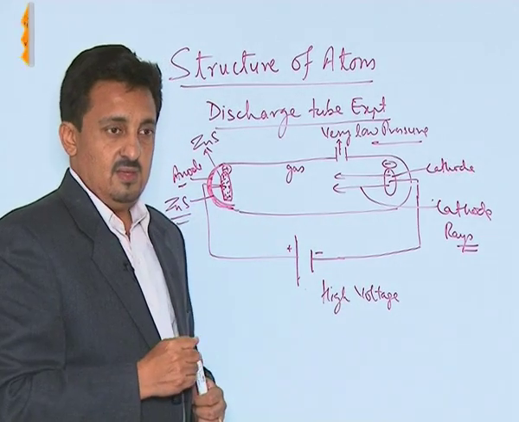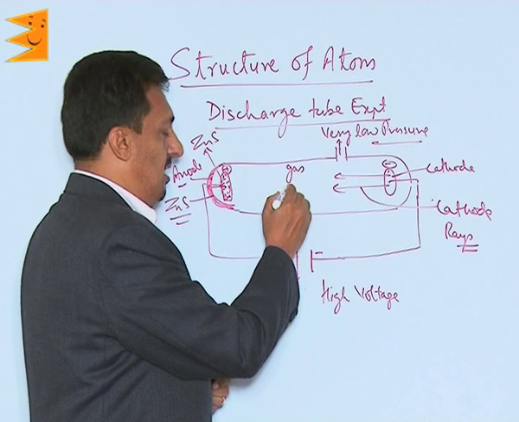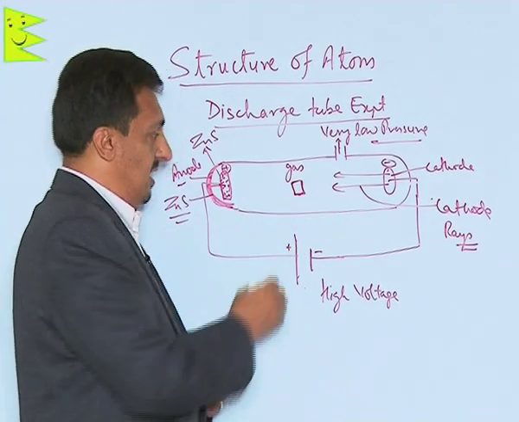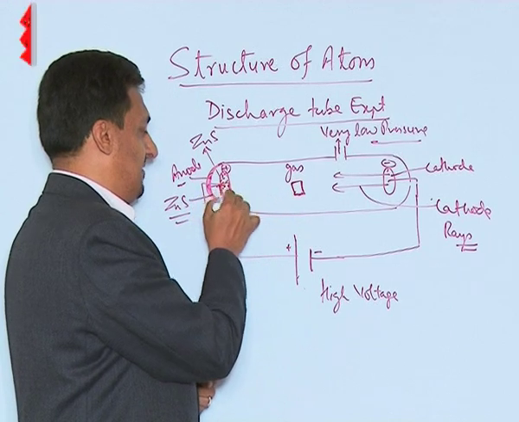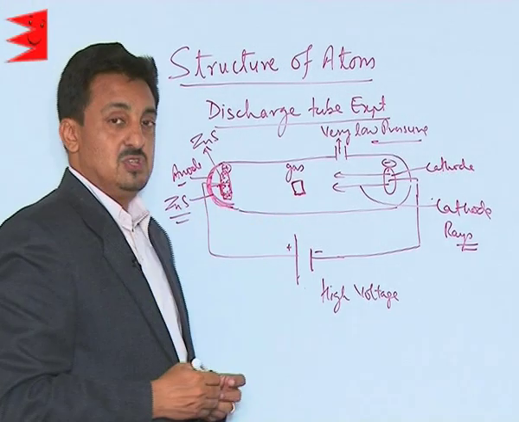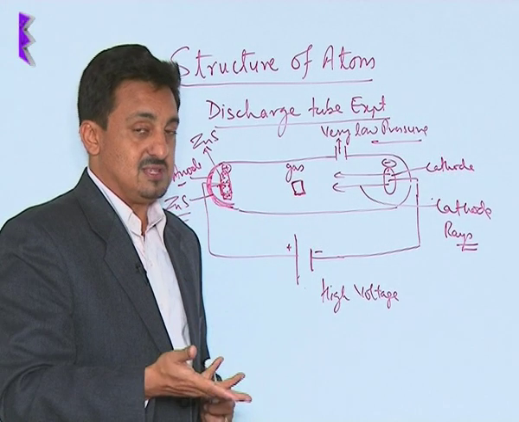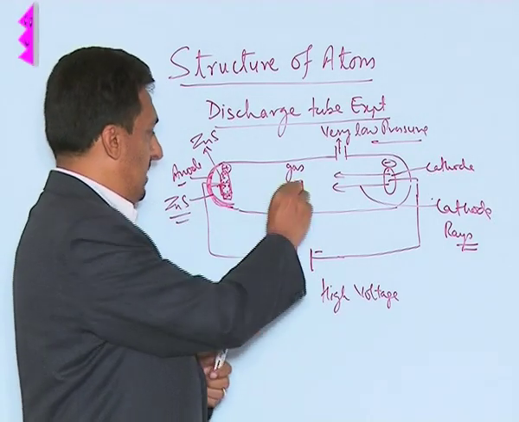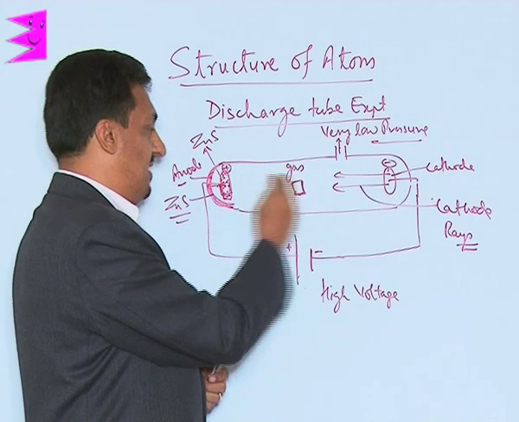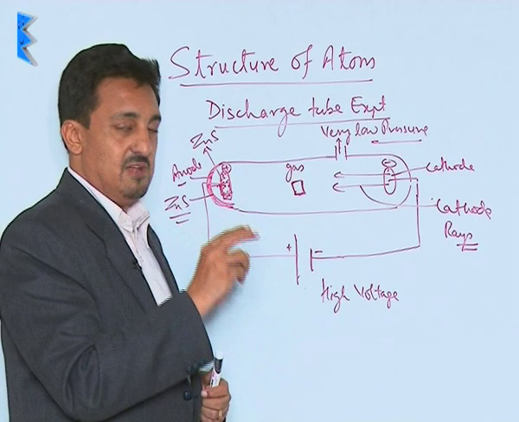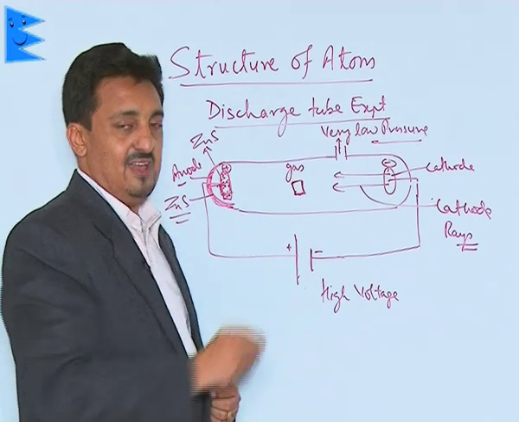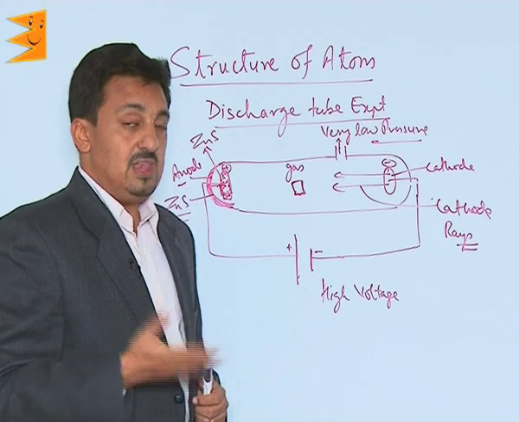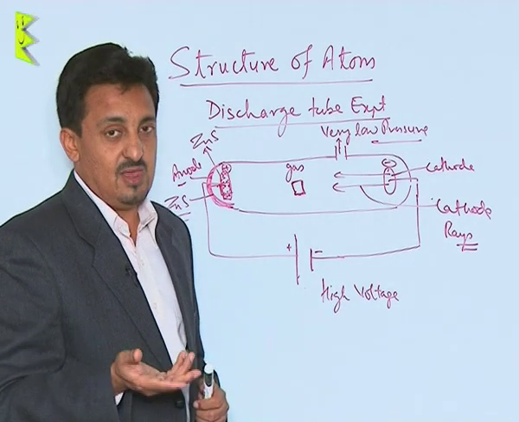Then a small opaque object was placed in their path. Its shadow was cast on the backside at the anode, which shows that they also cast a shadow, or that particular area of the anode was not receiving any such particles. So that means they can cast a shadow.